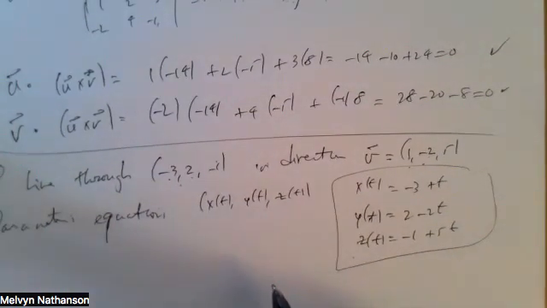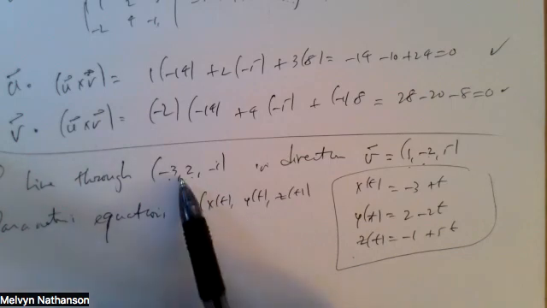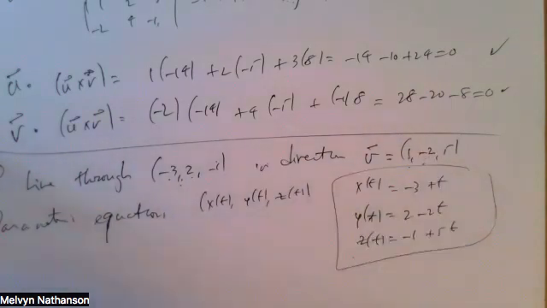This is just the formula for the parametric equations for a line through a fixed point in the direction of some non-zero vector. Okay, thank you.